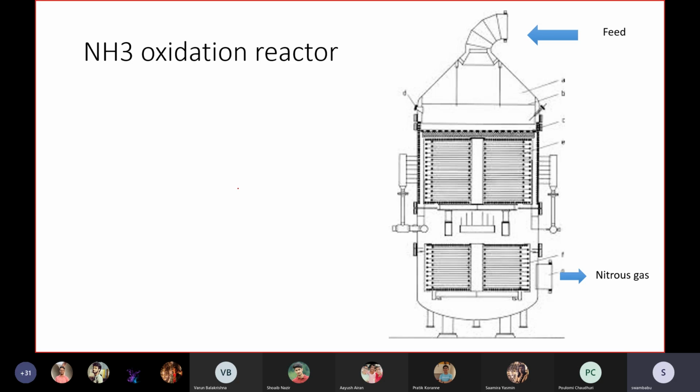This is what the typical ammonia oxidation reactor looks like. We have the supply feed from the top. Ammonia and oxygen are supplied from the top, and they are allowed to react through these meshes, the gauzes. They supply very high flow rates so that the gases just pass through these gauzes, and that way the nitric oxide will come out from this ammonia oxidation reactor.